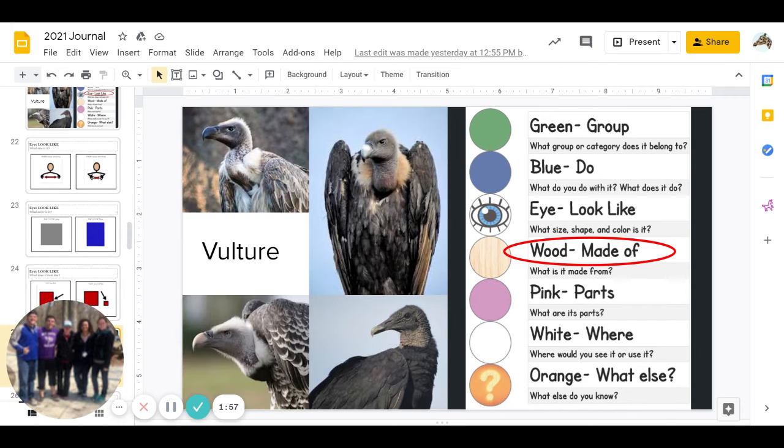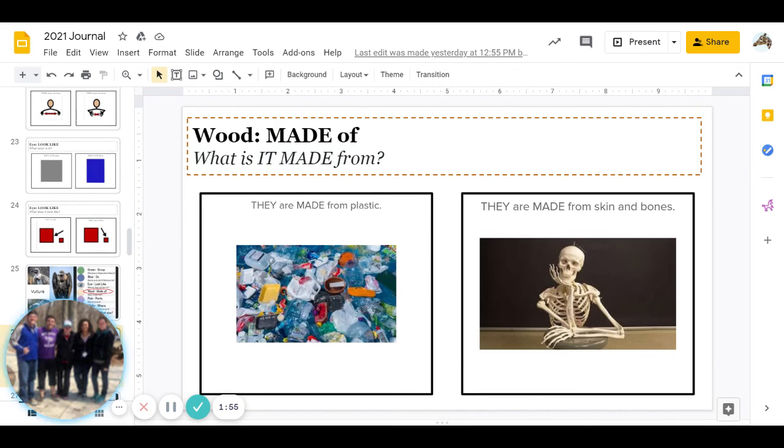Great job. And then comes wood. What is it made from? Are vultures made of plastic, or are vultures made of skin and bones? Go ahead and pause to answer.